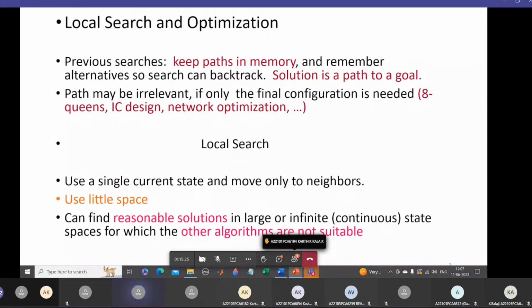Okay, local search and optimization. They want to create stories for Instagram. In the previous instance, they lost the path in this. Whatever different levels they have come through are kept in memory, and they will try to remember the alternatives. So that they can have a backtrack for the next generation.